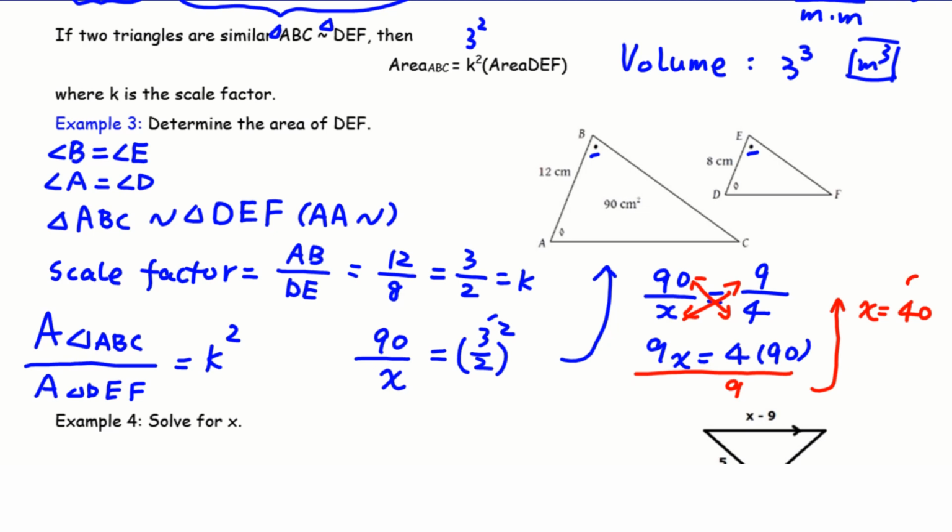Remember, it's centimeter squared. We are looking for the area. So this is how you do it. Just remember, for area, it's two sides multiplied, so the ratio will be k times k, k squared. Then we substitute in the given information. So this is for the area.